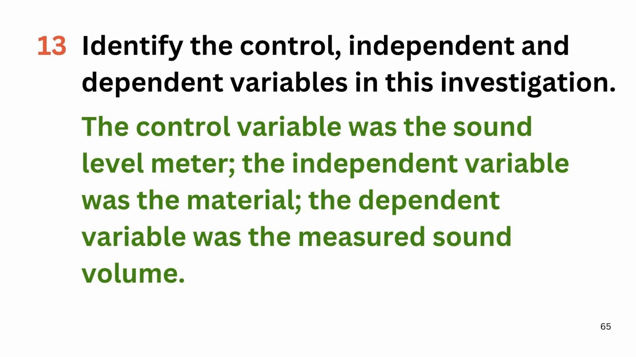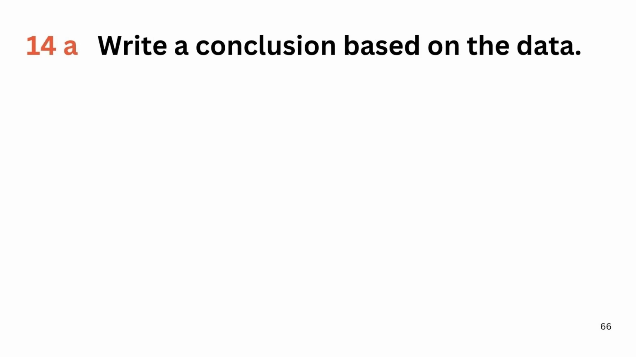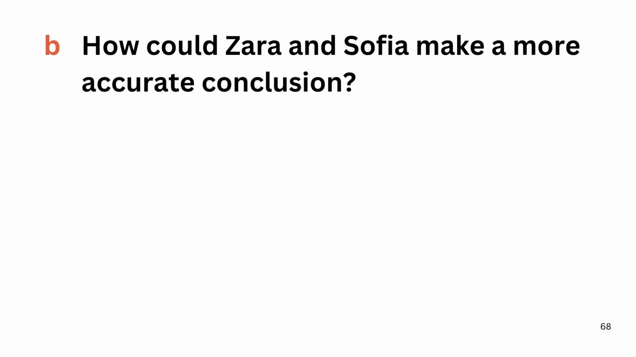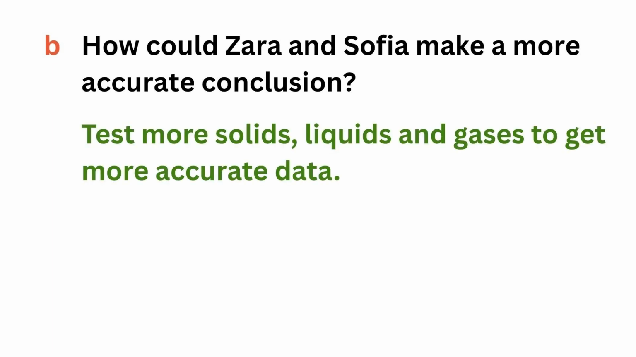The control variable was a sound level meter. The independent variable was the material. The dependent variable was the measured sound volume. Question 14a. Write a conclusion based on the data. Sound travels best through solids, especially metals, and worse through air. Question B. How could Sarah and Sophia make a more accurate conclusion? They can test more solids, liquids, and gases to get more accurate data.